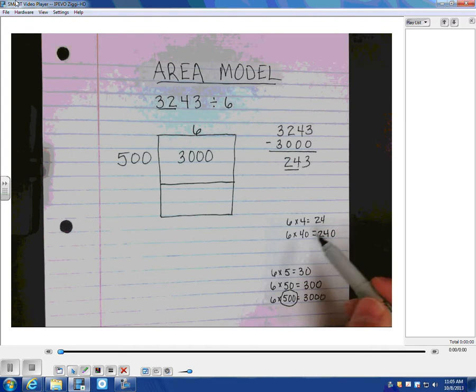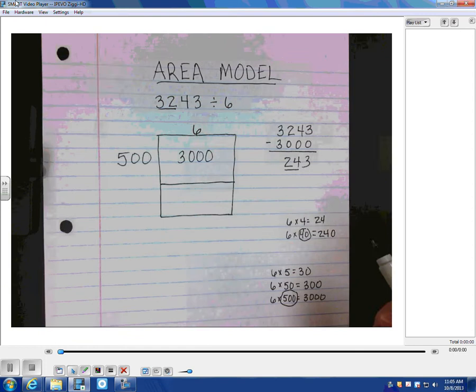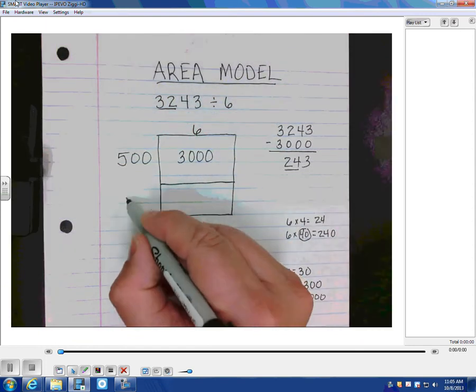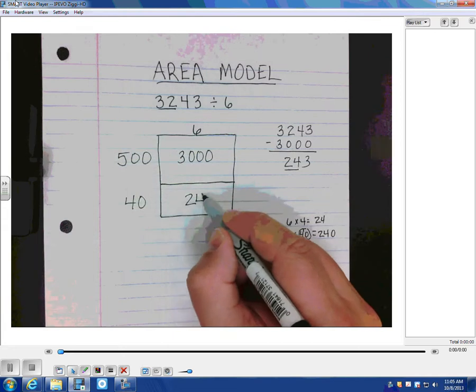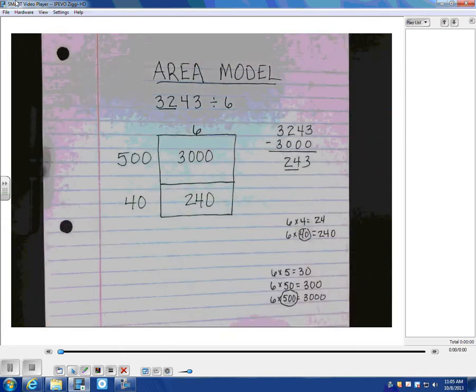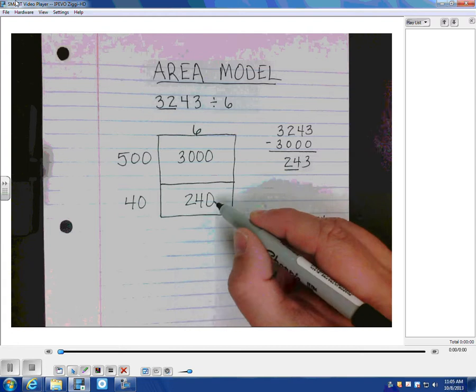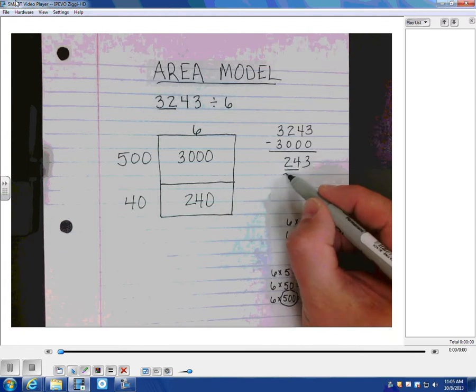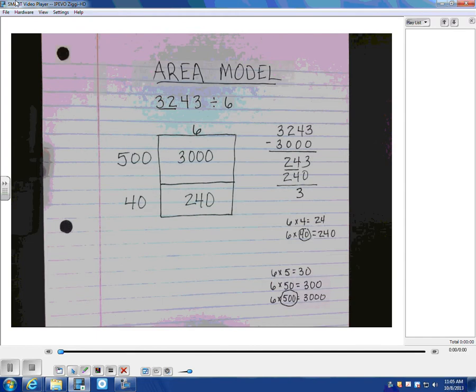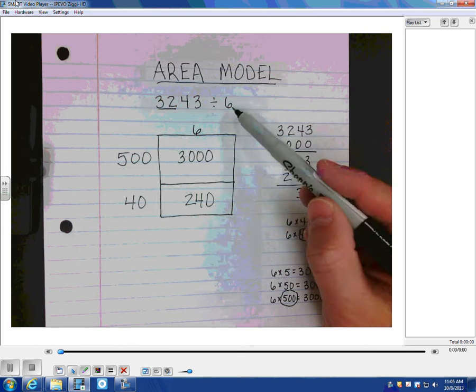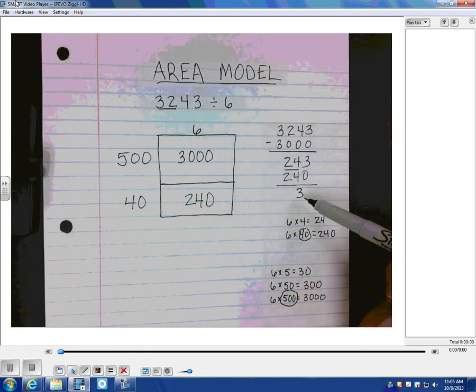Okay, so I'm going to pull out 40 groups of 6. That gives me 240. I'm going to subtract that 240 from 243. And I'm left with 3. Now, I know 3 is smaller than 6, so this is my remainder.